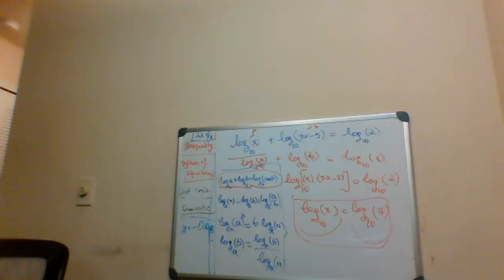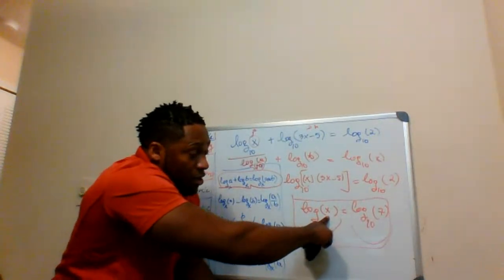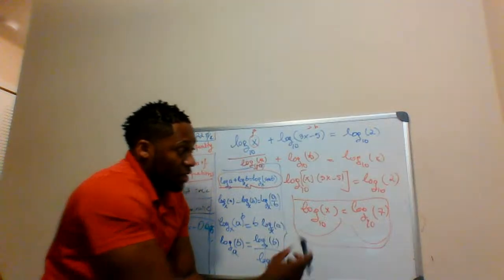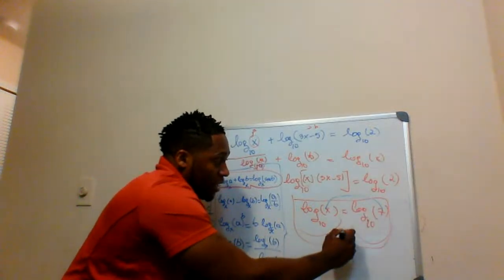Yes. That's right. So that means x is equal to 7. So what did you do? You take whatever was inside of this log, you make it equal to whatever was inside of this log. So that means x is equal to 7.